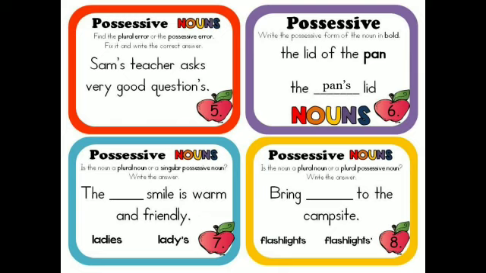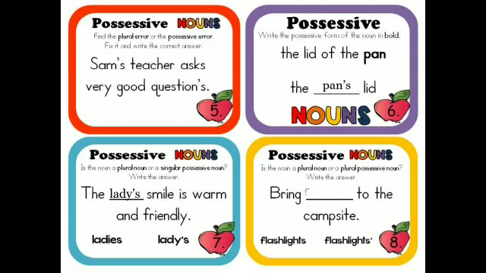Okay. Then next is, dash smile is warm and friendly. Whose smile is warm and friendly? Lady's. Apostrophe s is again there because we are talking about a single lady, but we are showing the possession. Okay, so apostrophe s.